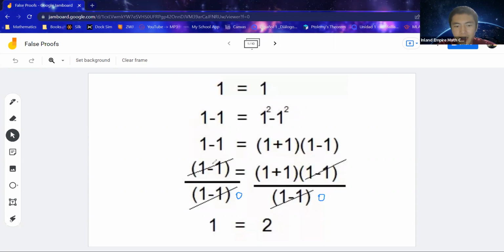So when you divide by 0, it is an invalid algebraic manipulation. And thus it gives you these crazy results like 1 equals 2. So the moral of this proof is that you cannot divide by 0. All right, so this is a fairly simple false proof. Are there any questions? If not, we're going to move on to the next one.